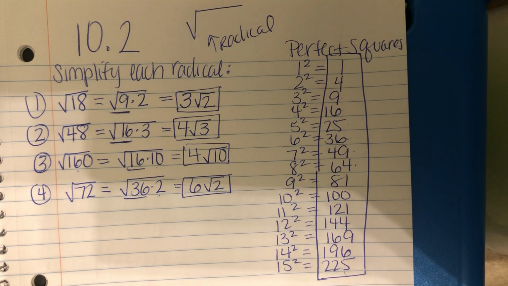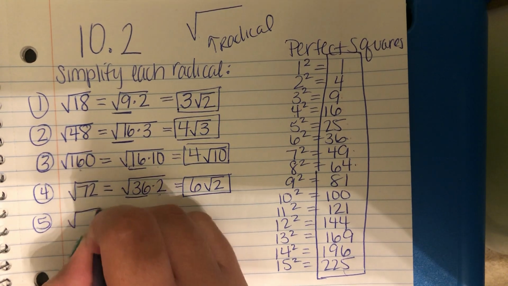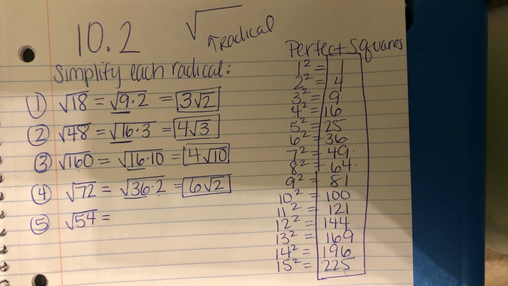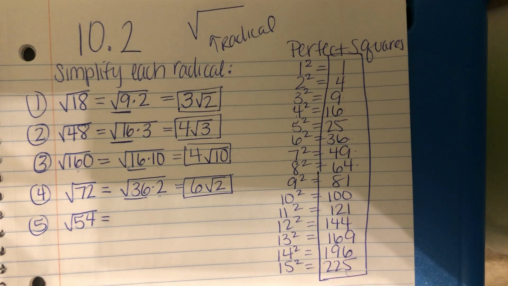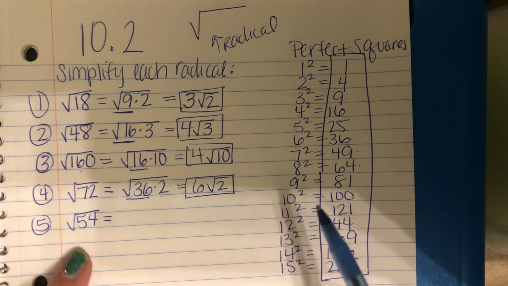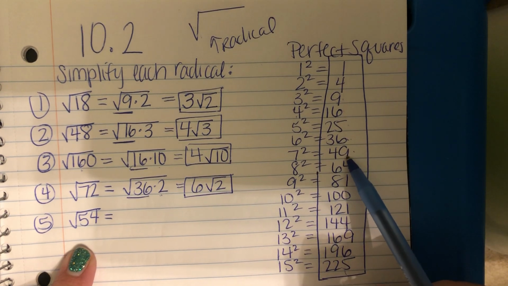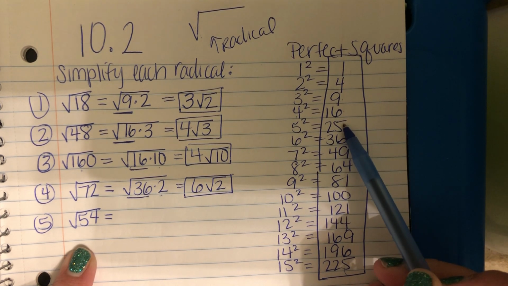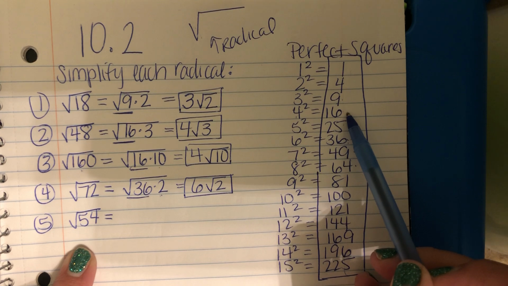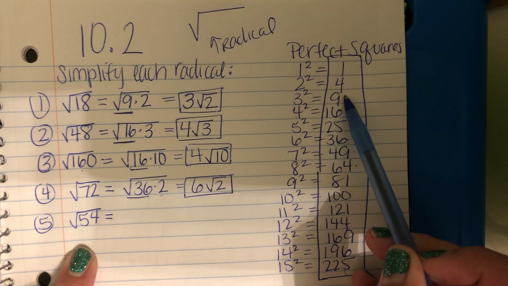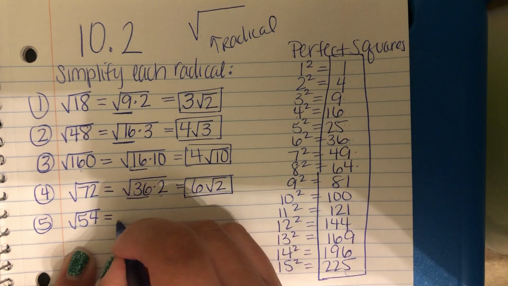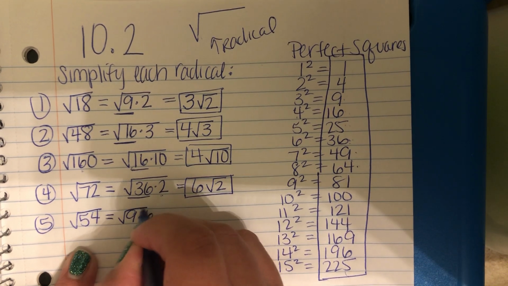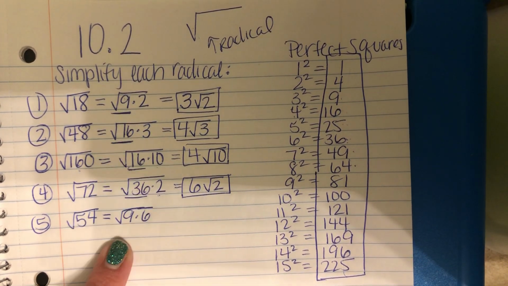Let's do the square root of 54. All right, so the first one that's smaller than 54 is 49. So 54 divided by 49 is a decimal. 54 divided by 36 is a decimal. 54 divided by 25 is a decimal. 54 divided by 16 is a decimal. 54 divided by 9 is 6. So that's going to be 9 times 6. And I always am writing the perfect square first.